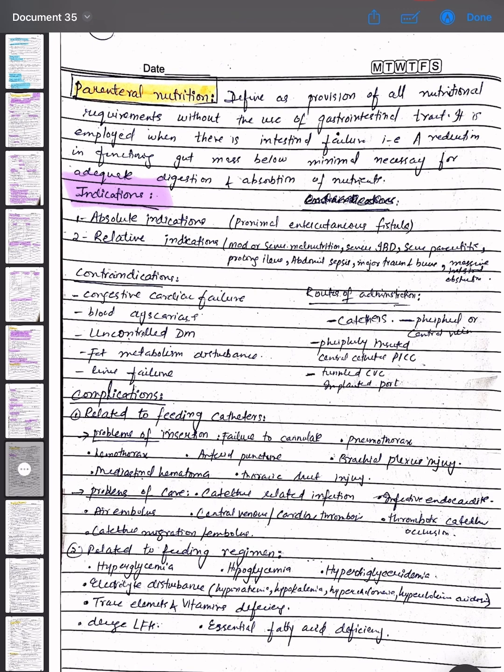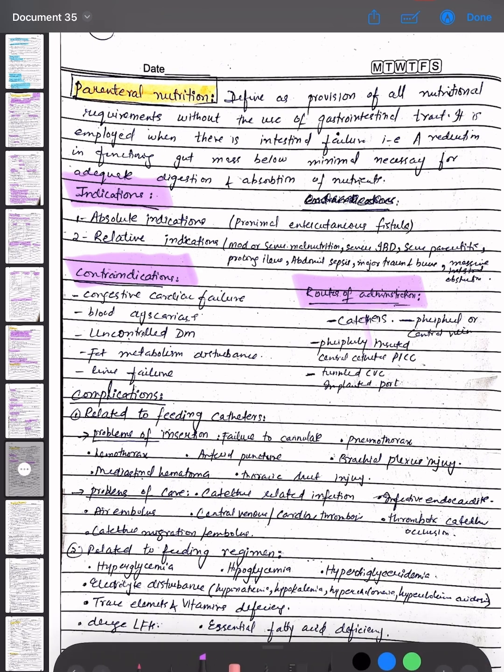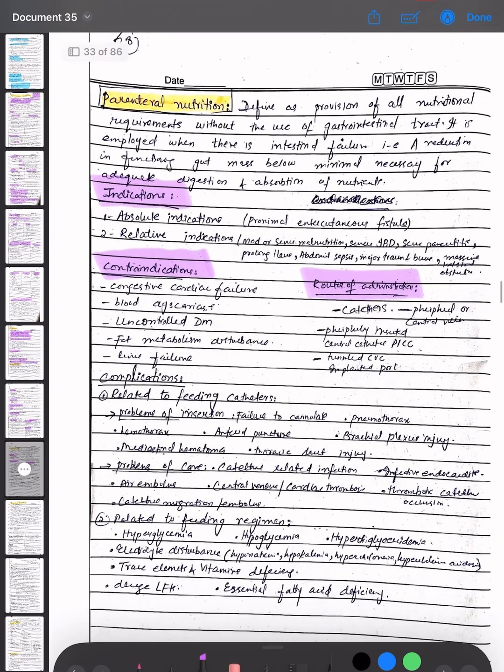What are the contraindications for parenteral nutrition? These are congestive cardiac failure, blood sclerosis, uncontrolled diabetes mellitus, fat metabolism disturbance, and liver failure. What are the routes of administration? Catheters are used, peripheral or central vein. Peripheral or central catheters. Okay, what are the complications related to feeding catheter and related to feeding regimen?